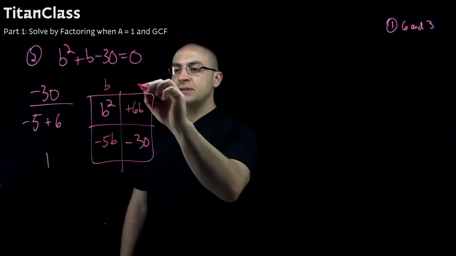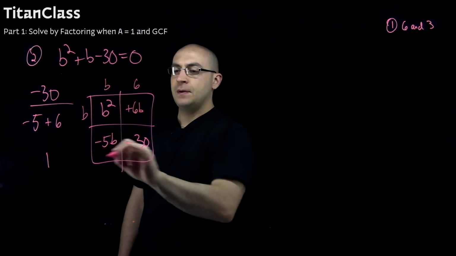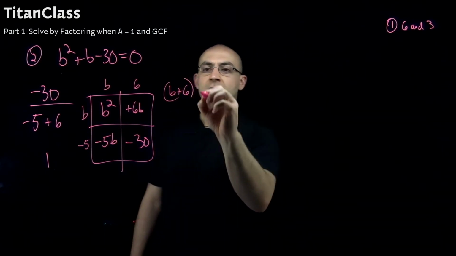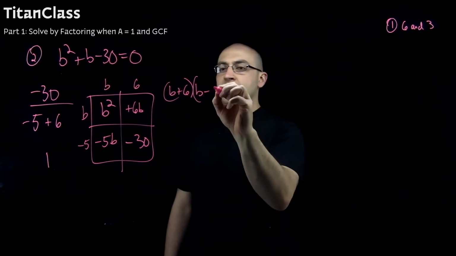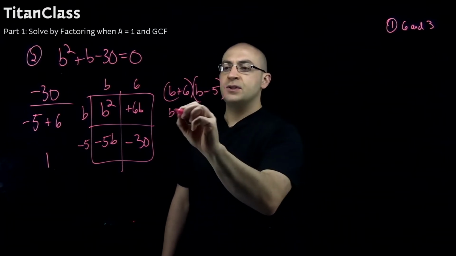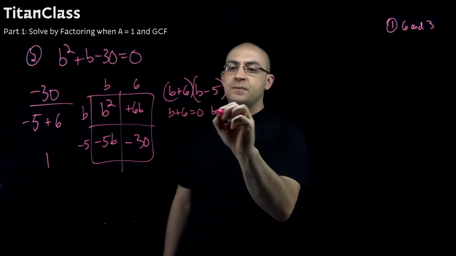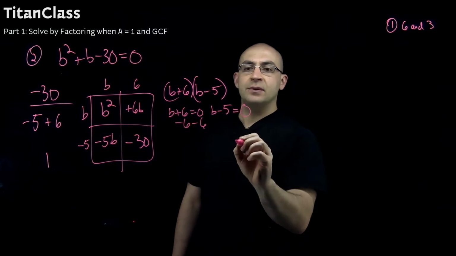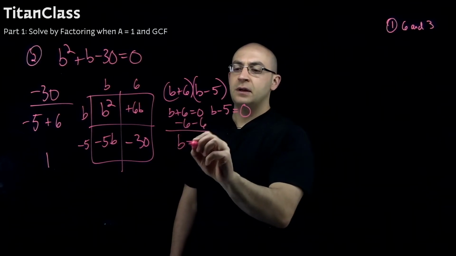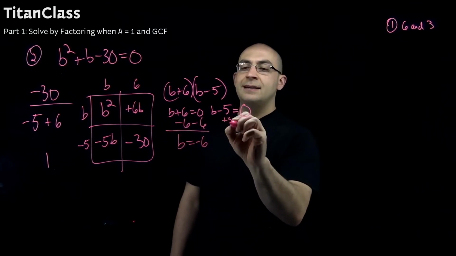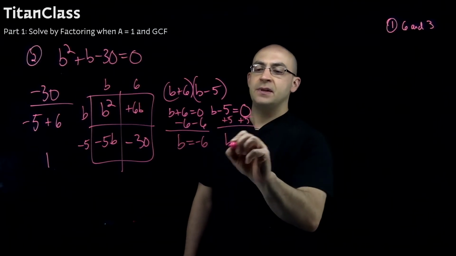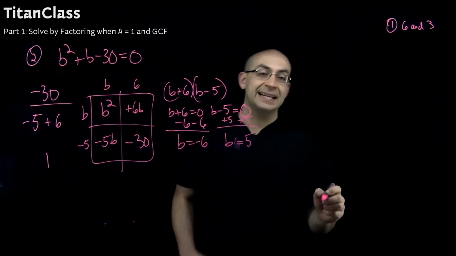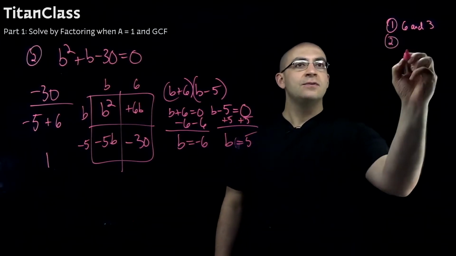Take the greatest common factors out of each. Negative 5 here. So we've got b plus 6, and we've got b minus 5. This will be b plus 6 equals 0, and b minus 5 equals 0. Subtract 6 on both sides, and we have b equals negative 6. Add 5 to both sides, and we'll have b equals 5. So our answers are negative 6 and positive 5 for number 2.